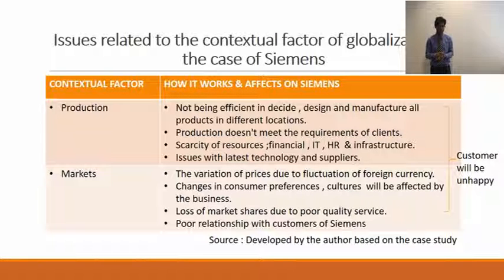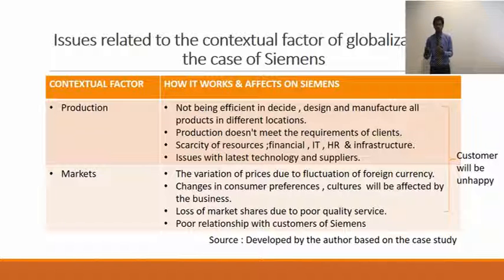Plus, the production doesn't meet the requirements of clients, because Siemens does what it wants and is not aligned with the customers' needs and requirements. At the moment, Siemens is running out of resources such as financial, IT, HR and infrastructure. So they have to get some resources from other businesses, or they need to go for some partnerships or collaborations.